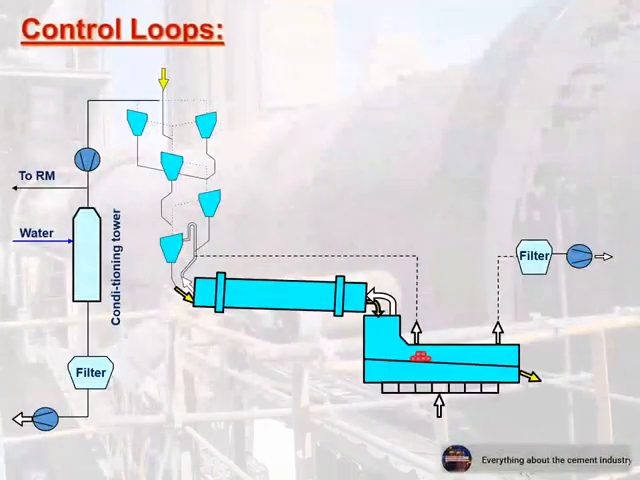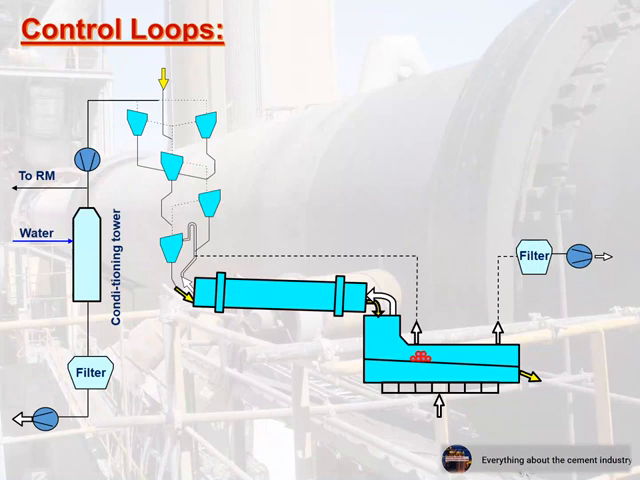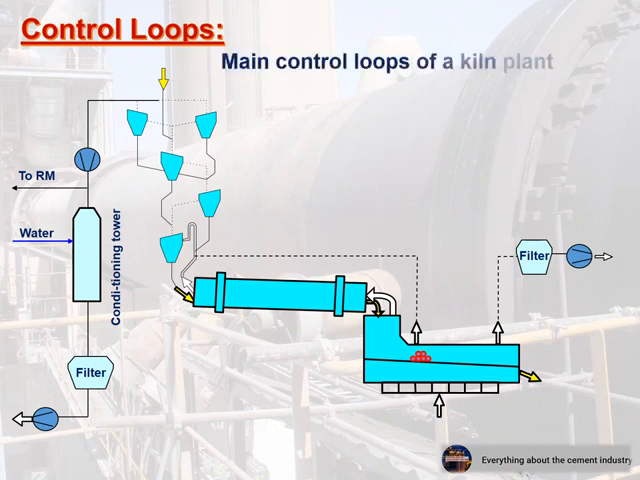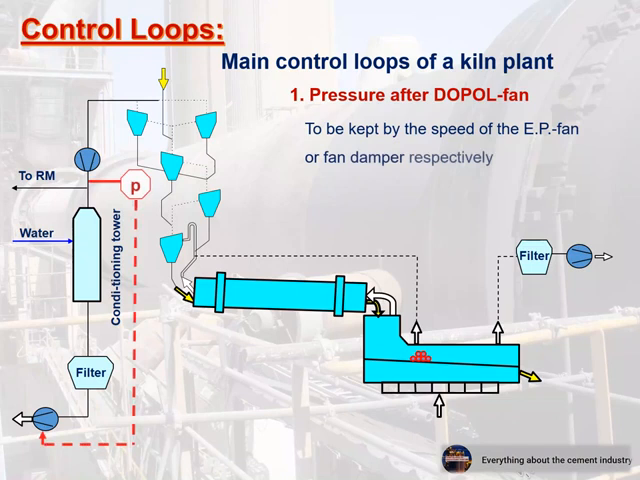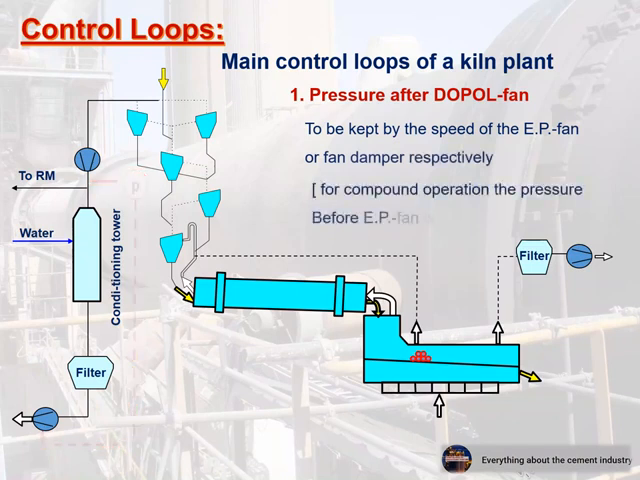Control loops. Slide 2, we follow the explanation of the control operations that occur in the rotary kiln. Main control loops of a rotary kiln plant. 1. Pressure after the ID fan, to be kept by the speed of the EP fan, or fan damper respectively. For compound operation, the pressure before the EP fan is used.